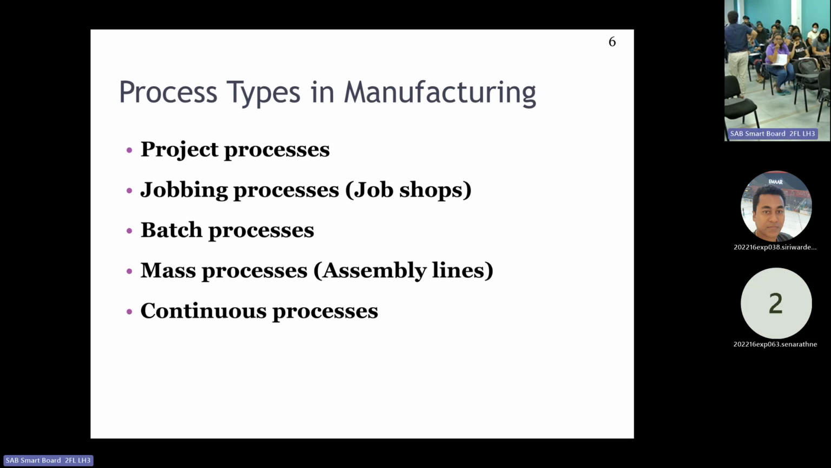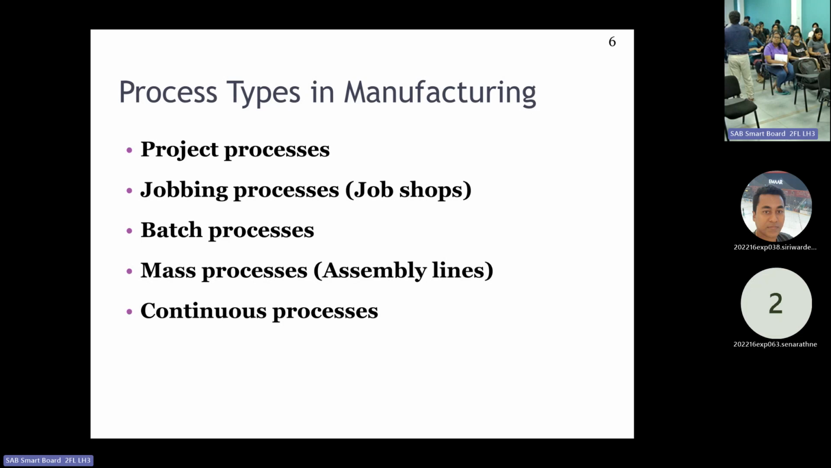So we use only one type of them to produce a given product. For example, in manufacturing a product, like let's say a chair, a furniture item, should we select only one type, like job shop or batch or what? This is not product specific, right? That is what you need to understand.